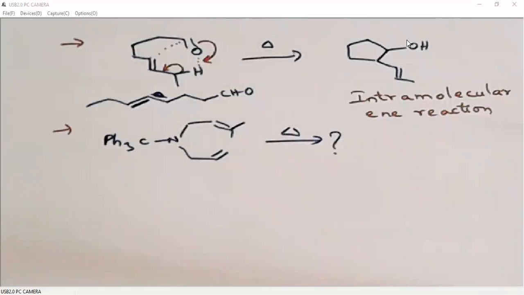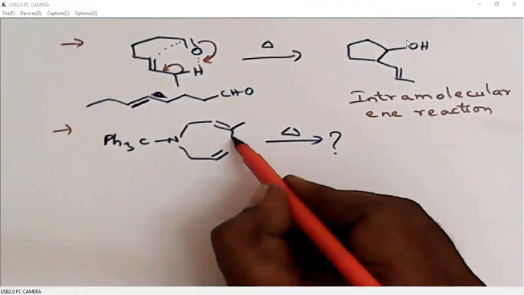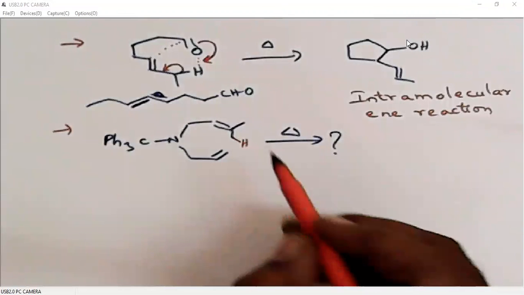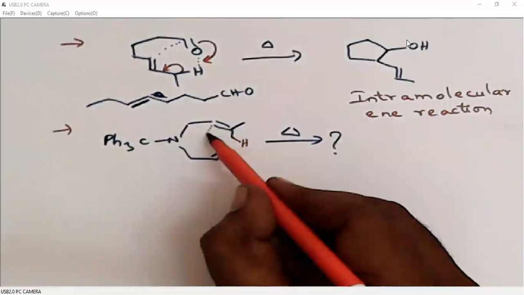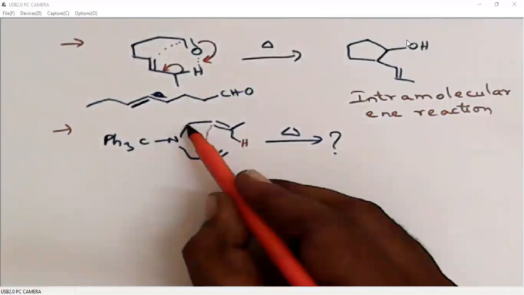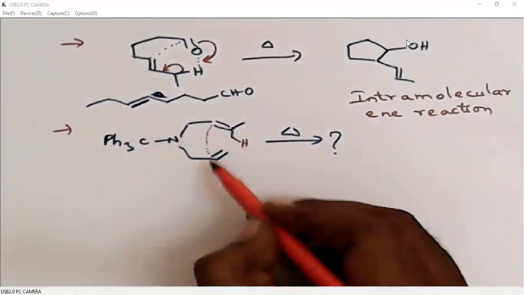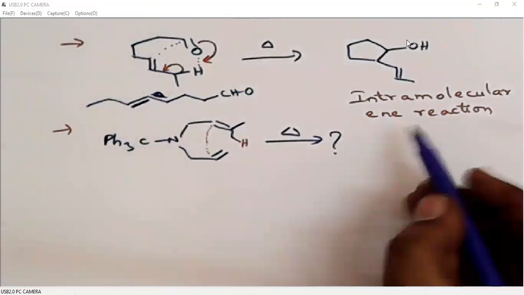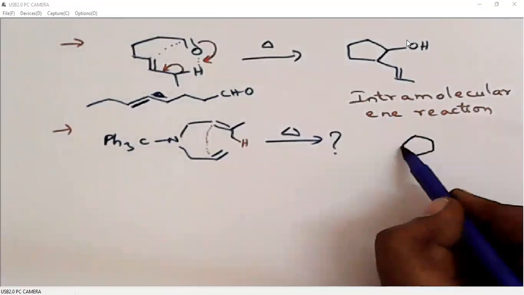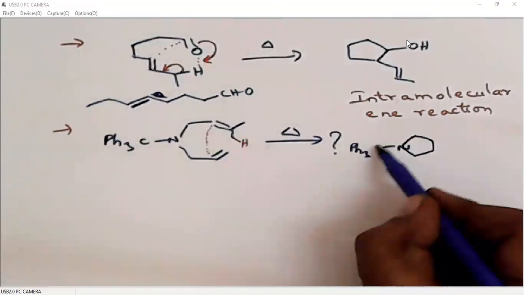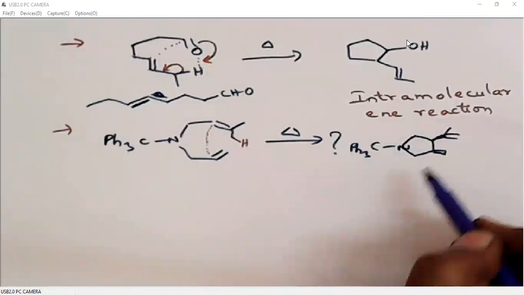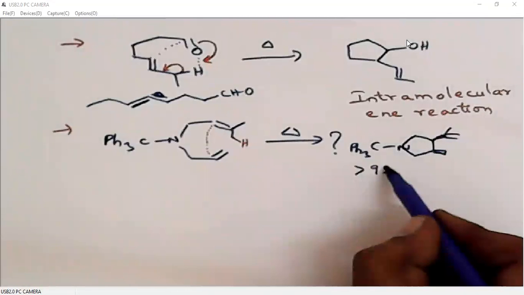This is an ene reaction involving this allylic hydrogen, so that it generates a bond here. 1, 2, 3, 4, 5. So it gives a 5-membered ring. In this case, what we are getting is a cis product, giving more than 95%.